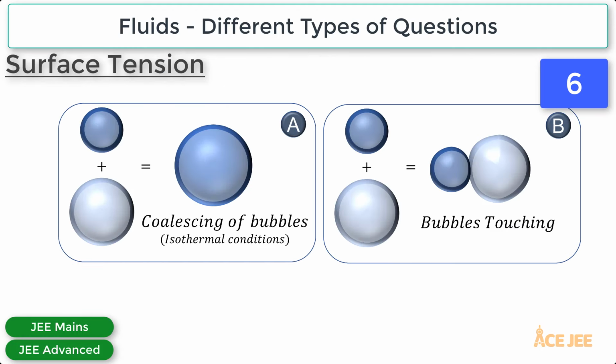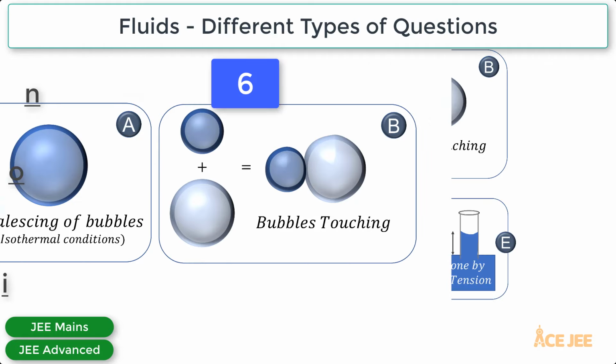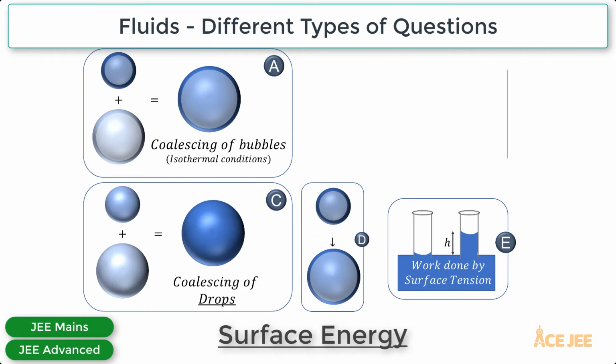Two additional ones in this category are: A, where you will be asked to determine the radius of the resulting bubble when two bubbles coalesce or combine under isothermal conditions. In the other question type, you will be asked to determine the radius of curvature of the common surface when two bubbles touch each other. With that, we will move on to question types on surface energy, wherein we will see four different types of questions.